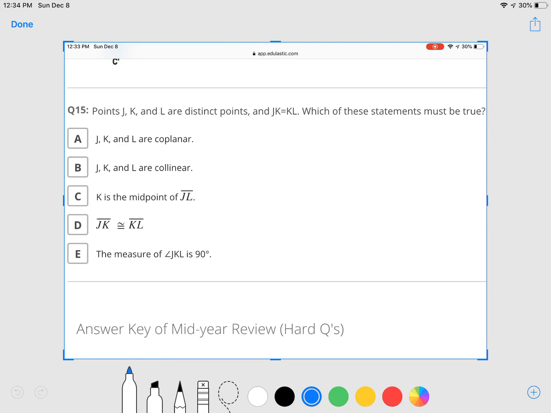The question says points J, K, and L are distinct points, and JK is equal to KL. Which of these statements must be true? Okay, so option A says J, K, and L are coplanar. That's true.